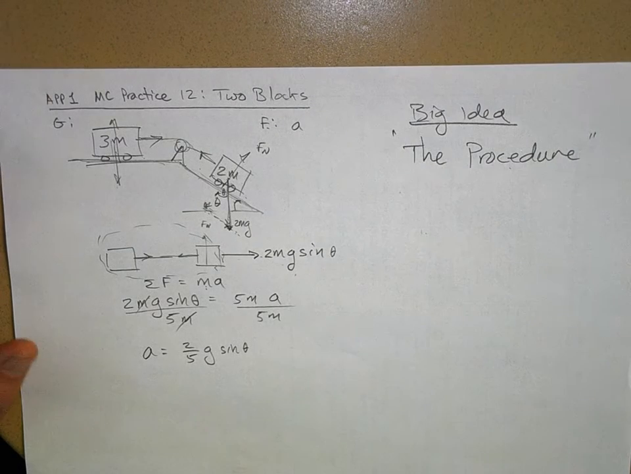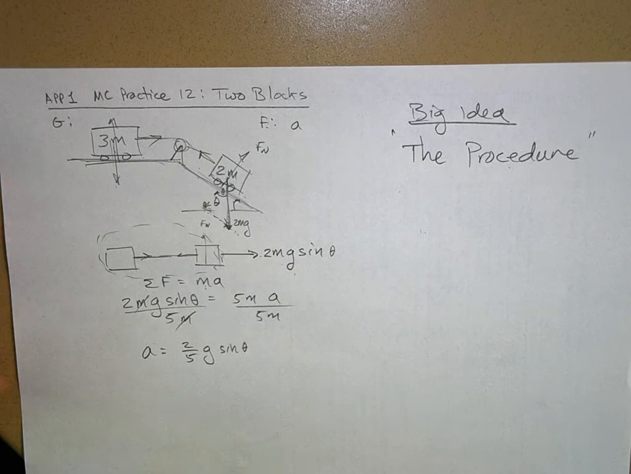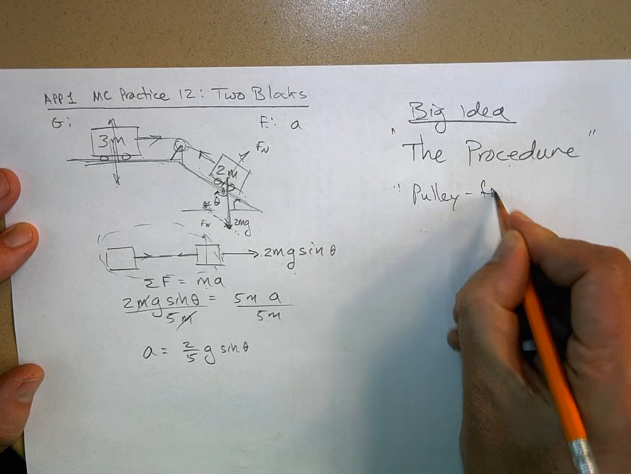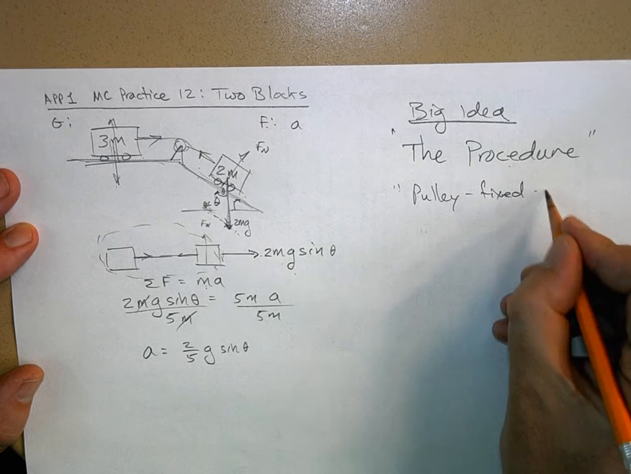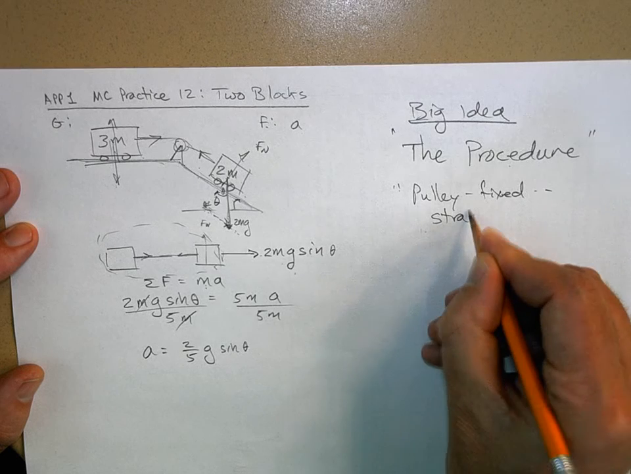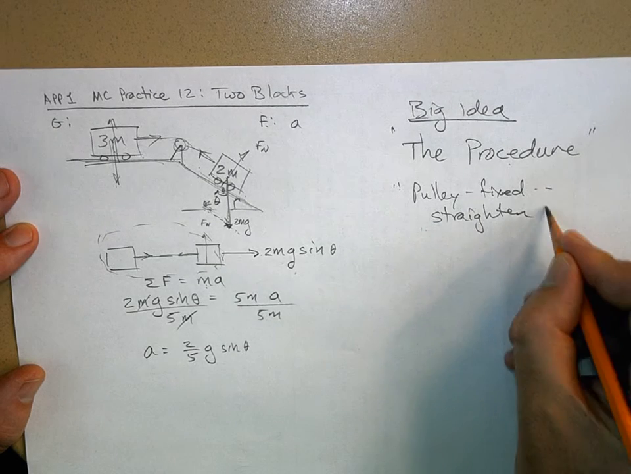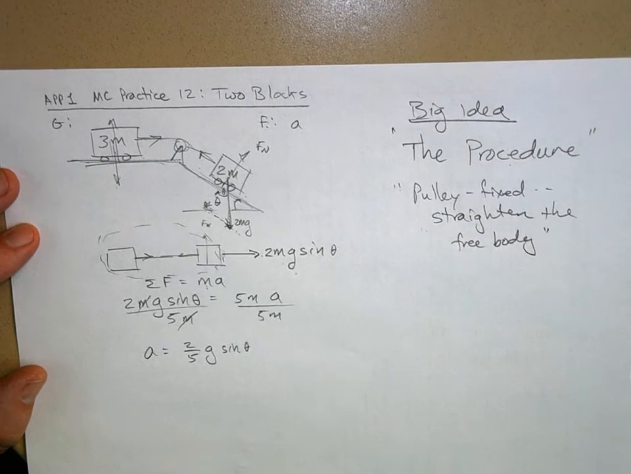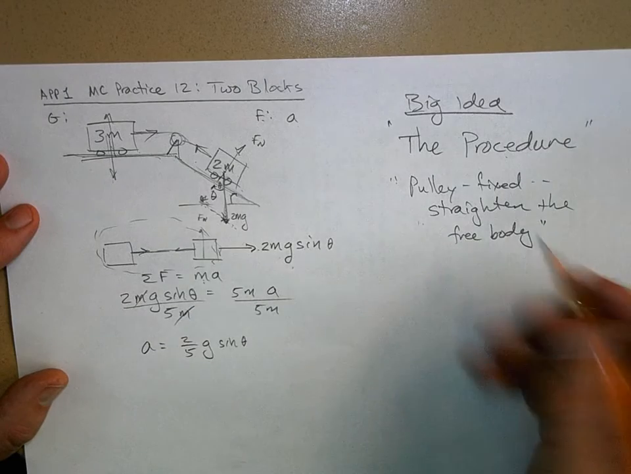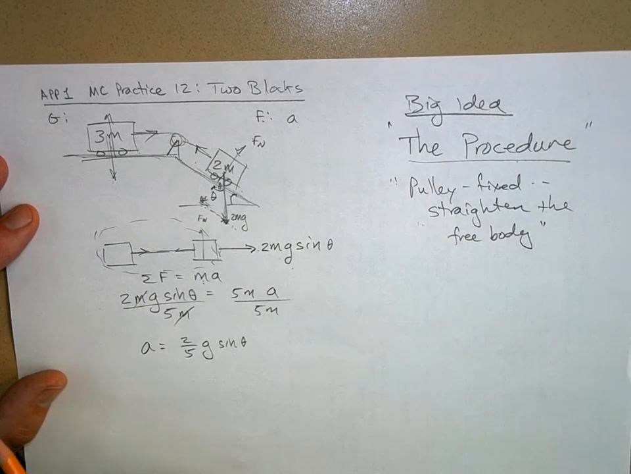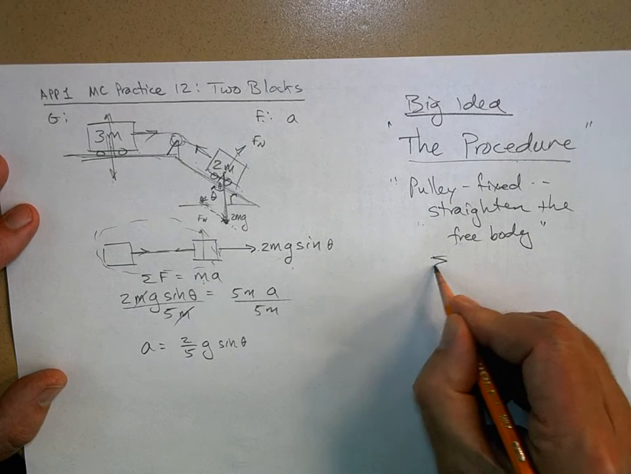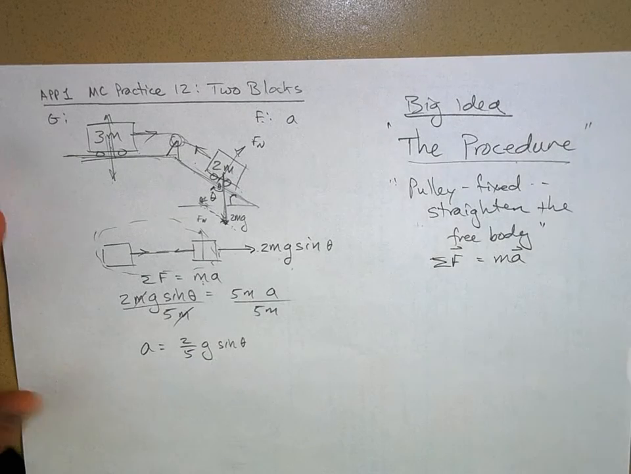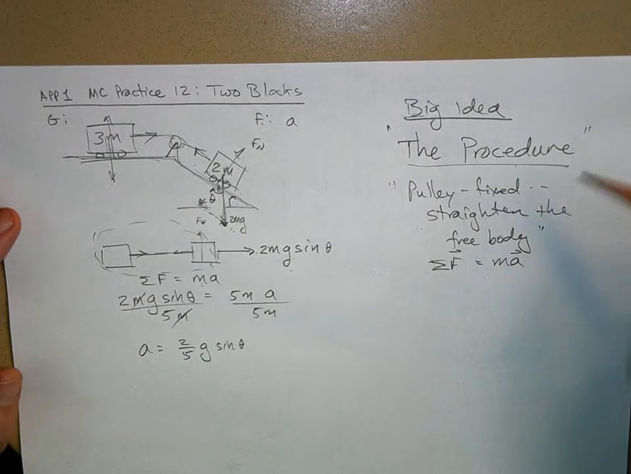Okay? And then, for pulleys that are fixed, straighten the free body. Make sure you understand that idea. And then, of course, well, it's part of the procedure. But, you know, sum of the forces equals mass times acceleration. Okay, so that's step 4 of the procedure.